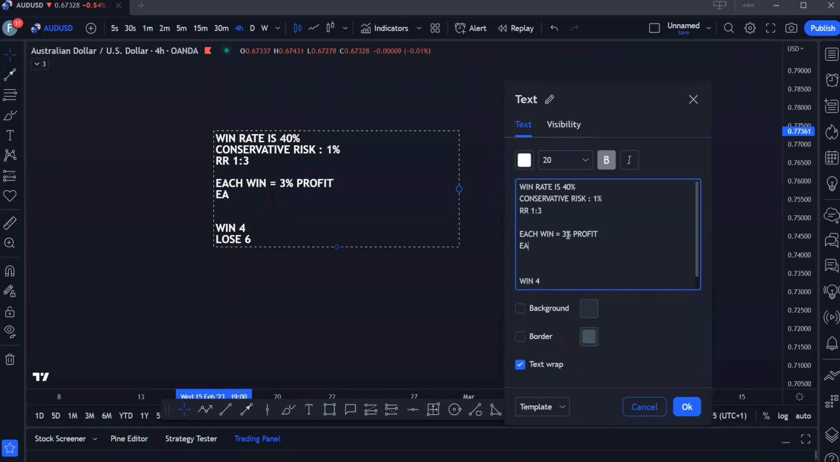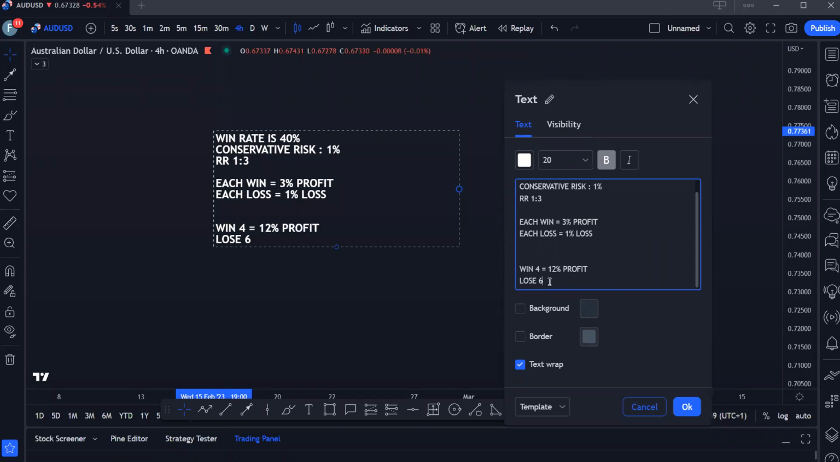And then each loss will give me 1% loss, because I'm risking 1%. Okay, so when I win 4 trades, that'll be 4 times 3%, right? That'll give me 12% profit.